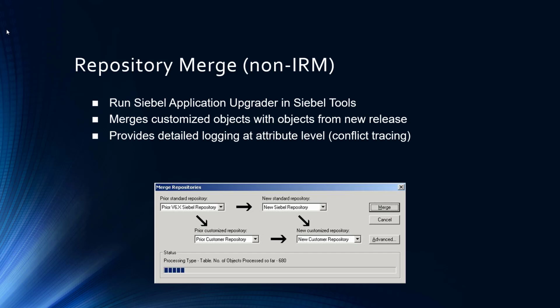And that merge has the goal of evaluating all the changes that have happened over the years by Oracle. Oracle came from a previous version and produced a new version, and the customer also made changes, and there might be conflicts. So the merge process driven by Siebel Tools provides detailed logging at the attribute level. The individual properties of each object are traced down and conflicts are reported. So once the merge is complete, you can analyze the merge tables, find the conflicts, and resolve them in order to finish the upgrade process.